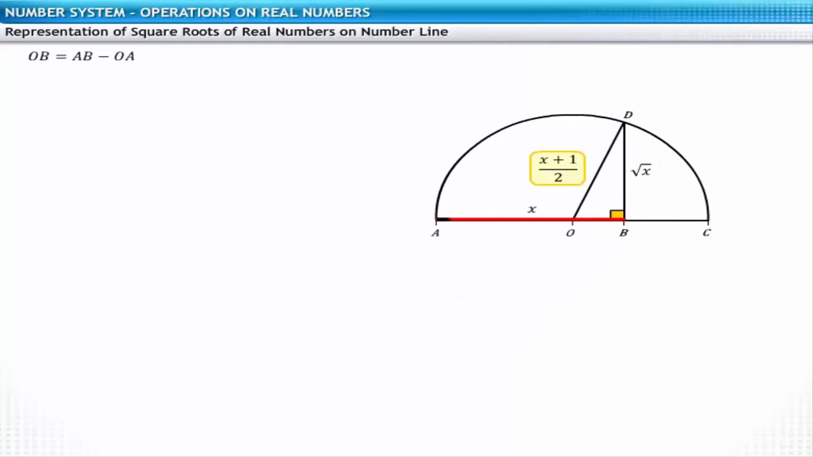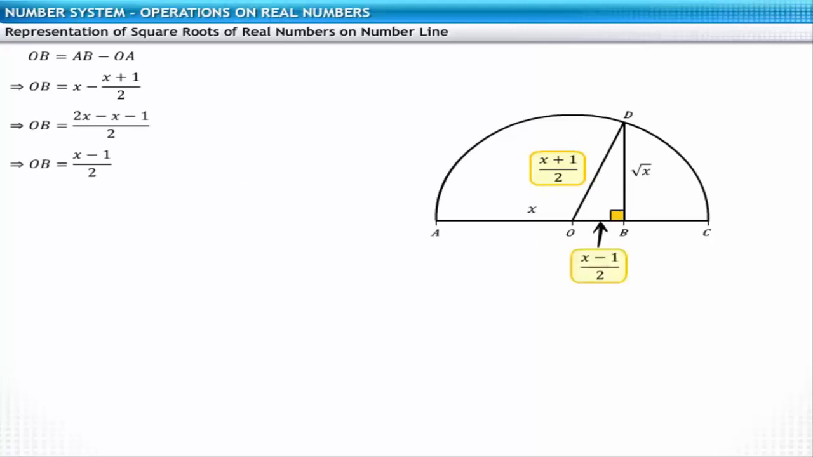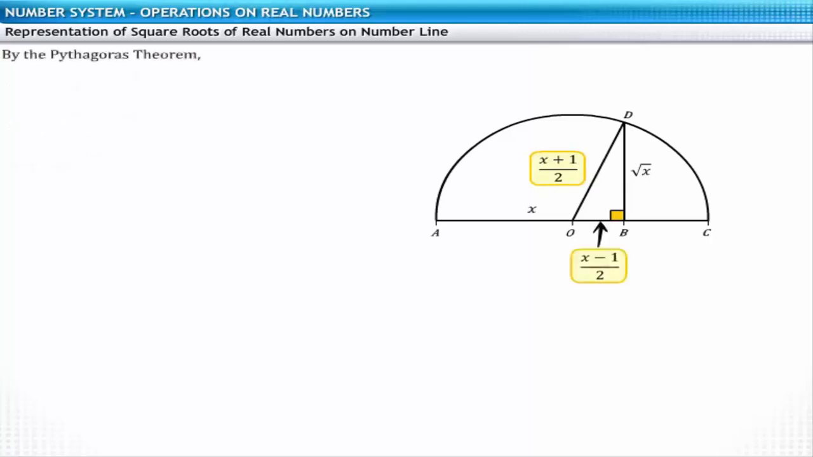Now OB is equal to AB minus OA. Substitute the values of AB and OA. Let's simplify this. Thus, OB is equal to x minus 1 divided by 2. Applying the Pythagoras theorem on triangle OBD, we have OD square is equal to BD square plus OB square. This can also be written as BD square is equal to OD square minus OB square. Let's substitute the values of OD and OB in this equation. Let's simplify this.